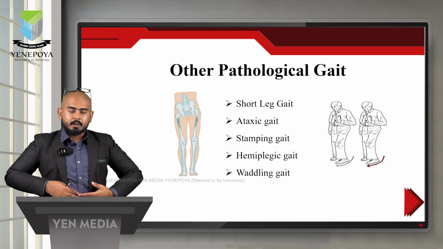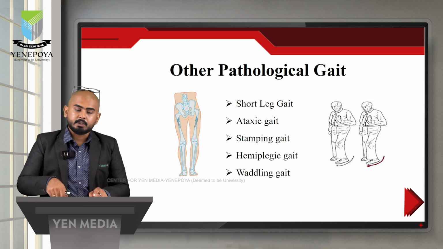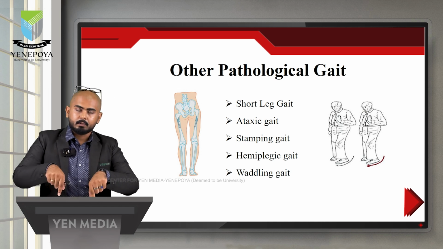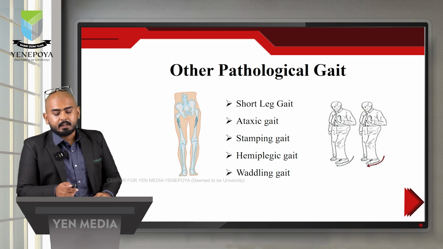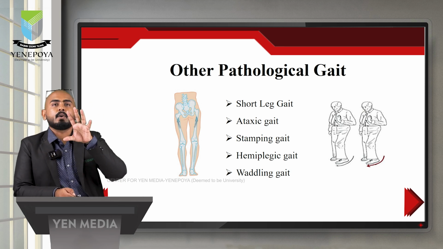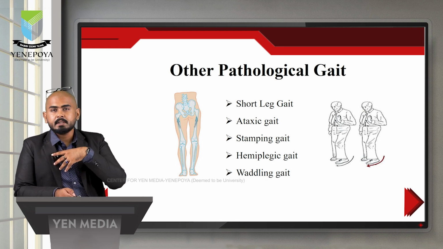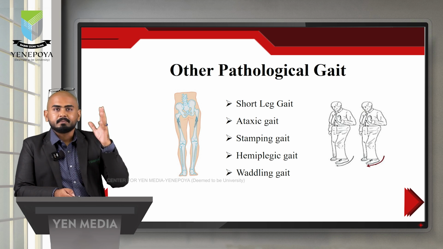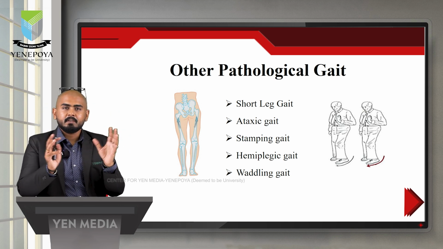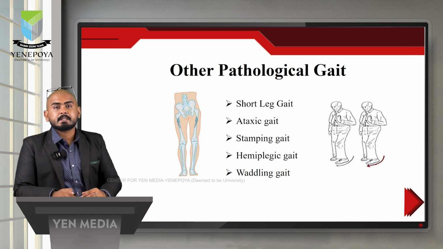Waddling gait is when the hip and lower abdominal muscles are weak, and you tend to waddle on either side as you walk. That is nothing but waddling gait. These are again some of the other pathological gaits. There are a few more. This is just putting together some of the most important pathological gaits.